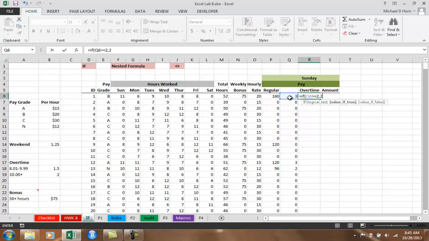So it would be 2 times their pay rate, which is right here, times 1.5, 1.5 times, right? Plus the stuff that's 10 and above. So then here we'd have to say plus the quantity overtime hours minus 2, because we're looking at 10, 11, 12, times their pay rate times 2.